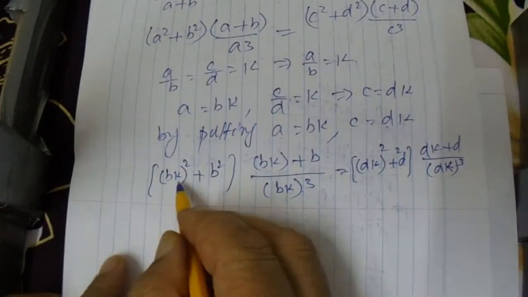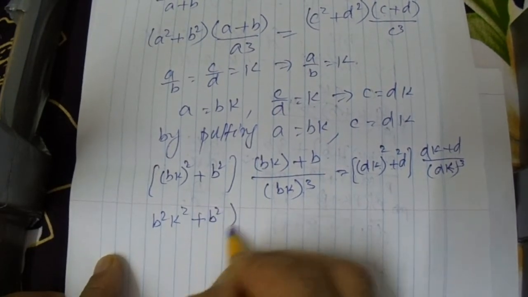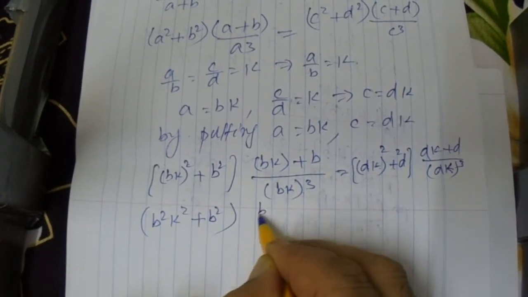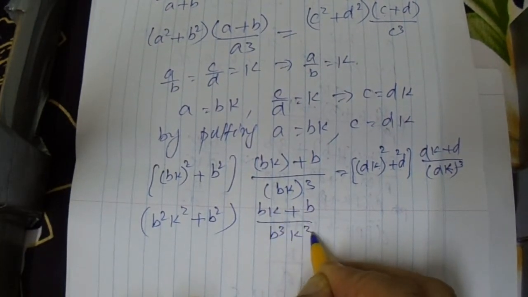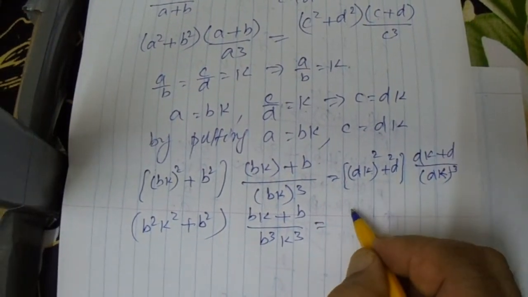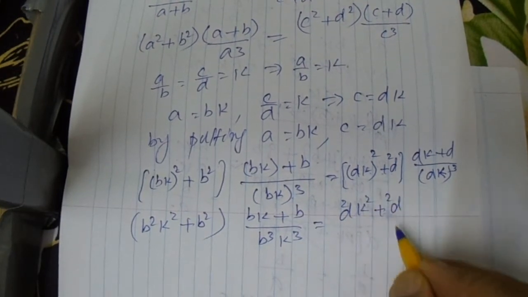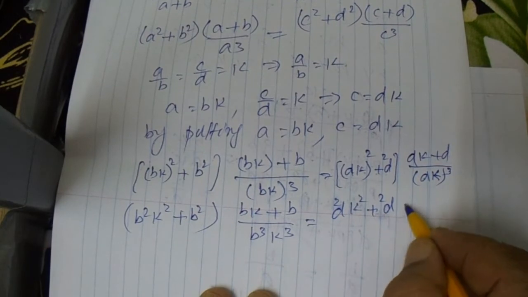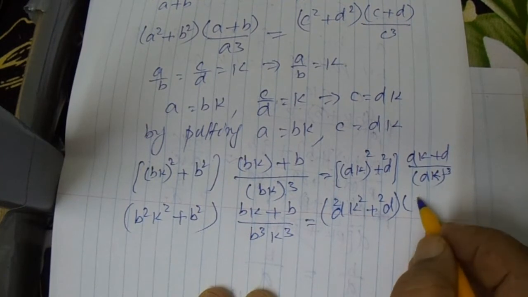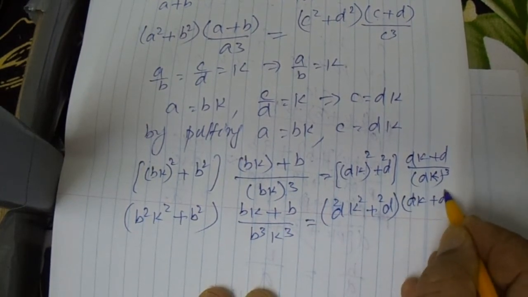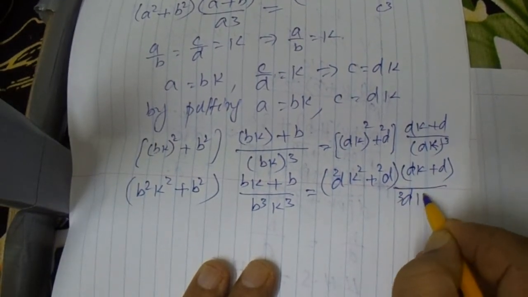Now again write this B square K square plus B square. Now this we write. Now here also BK plus B over B cube K cube is equal to D square K square plus D square. Again we write this in brackets. Also the bracket is this, DK plus D over D cubed K cubed.